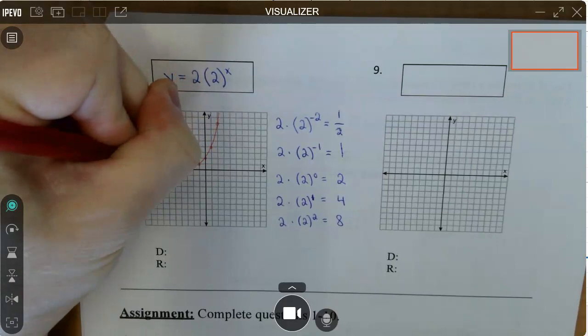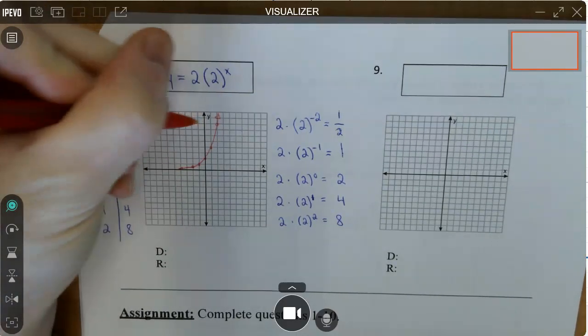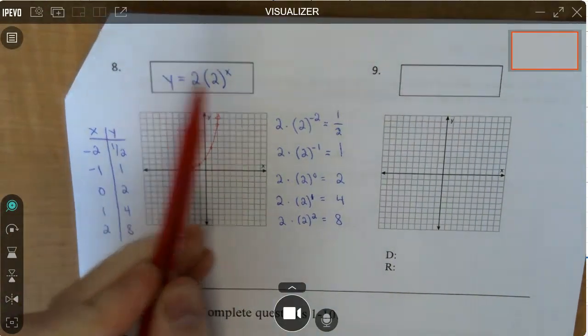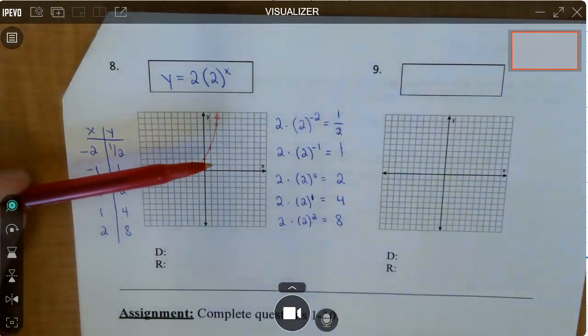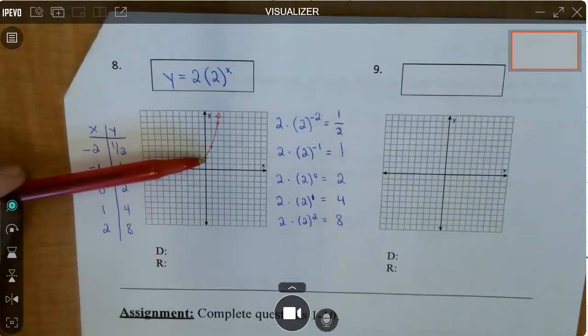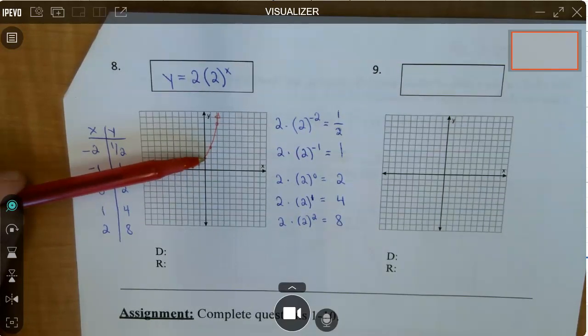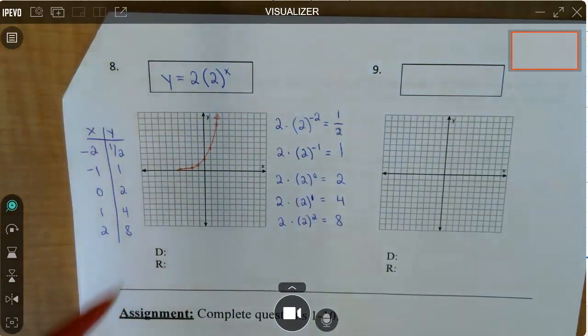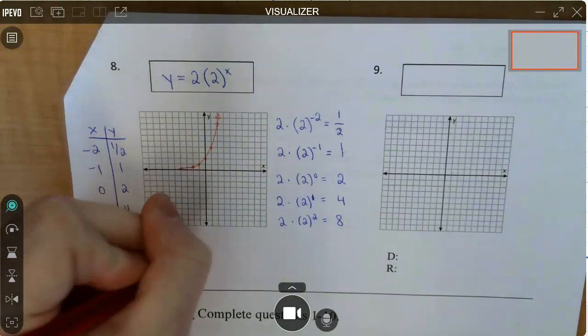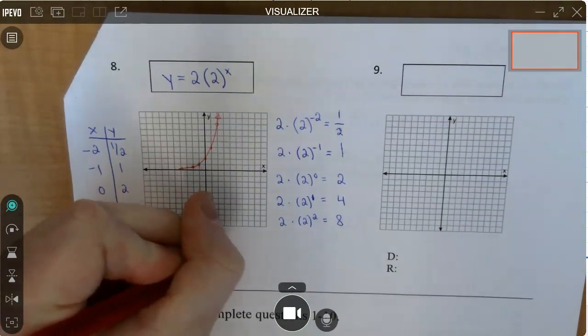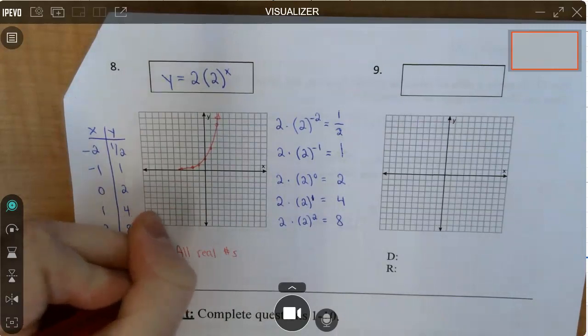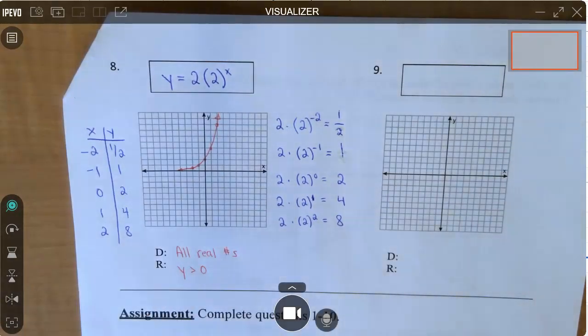Now, when it comes to this, does anything really change? No, this is just like the graph that was y equals 2 to the x, but it's shifted up one spot because your a value changed, so your y-intercept changed. But when it comes to domain and range, it's still all real numbers, and your y's are still greater than 0. Now, we're going to do one more example.